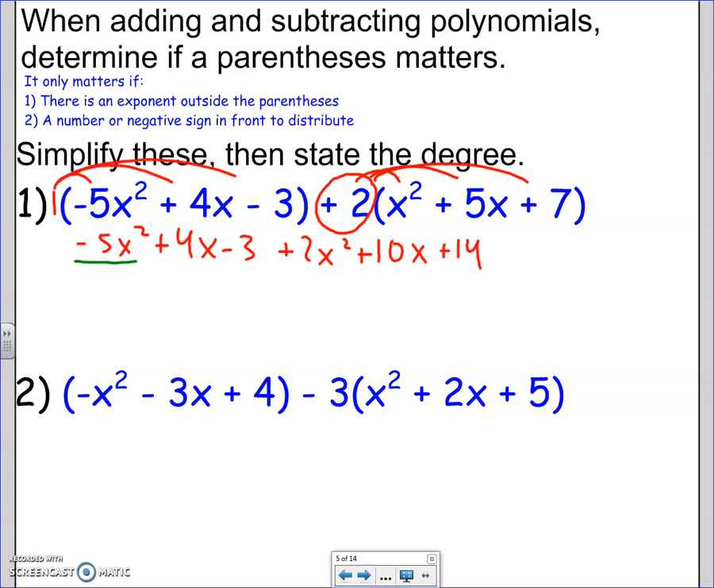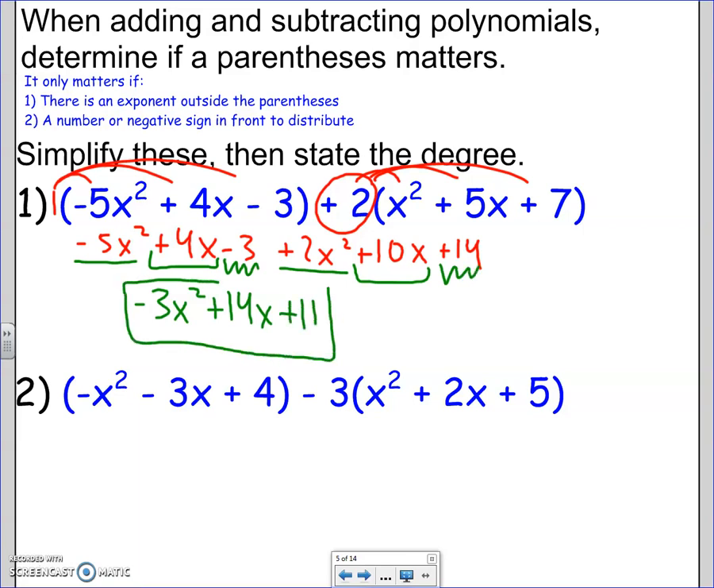Negative 5x squared plus 2x squared. They're staying the same side, so don't change the signs, but negative 5 plus 2 is negative 3 with the x squared. Then here's the x term to the first power, x to the first power. 4 plus 10 is 14 with x. Then here's the constant. Negative 3 plus 14 is positive 11. There's my answer. Then I need my degree. The degree is the highest exponent we see. Well, the x squared term is the highest, so the degree is just 2. It's the exponent.